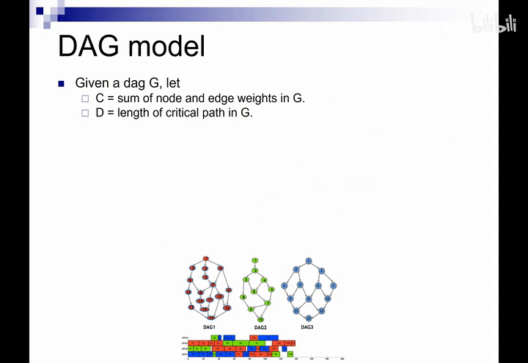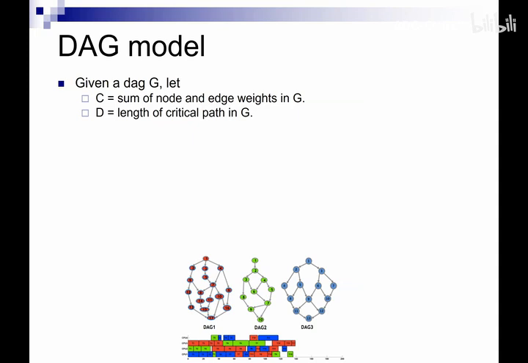All right, so now let's look at how we can use this DAG model to say something about the speedups that we can try to get. So yeah, we need to define some more values. First, let C be the sum of all of the node and edge weights in G. Remember that we said the nodes and the edges could have weights on them. C is just going to be the sum of everything.